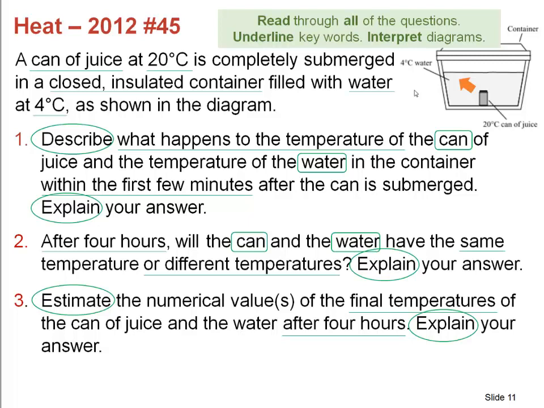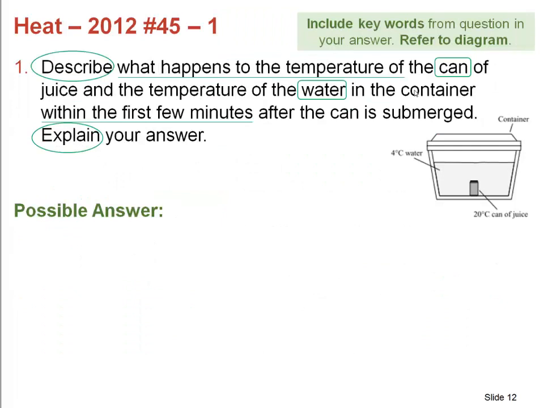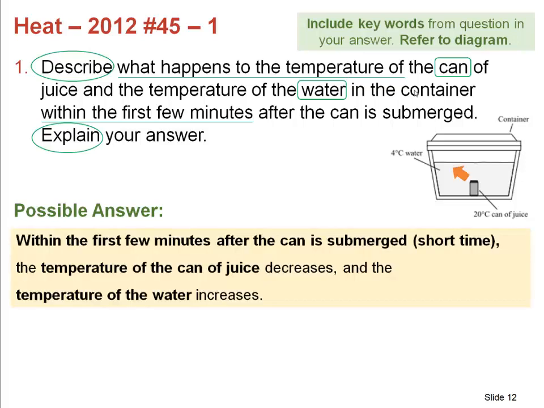Explain your answer. So let's describe what happens to the temperature of the can of juice and the temperature of the water within the first few minutes. Within the first few minutes after the can is submerged, which is a fairly short time, the temperature of the can of juice decreases and the temperature of the water increases.